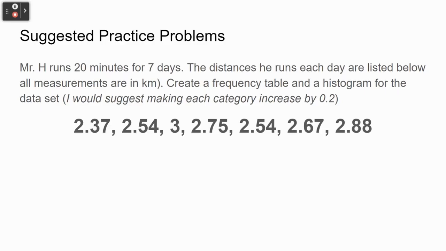So maybe start at like 2, go up to have a category that's like 2 to 2.2, 2.21 to 2.4, or 2.41 to 2.6, etc. That I think might help you with this one. But give it a try. You can use a different range if you want. So yeah, pause the video, and good luck.